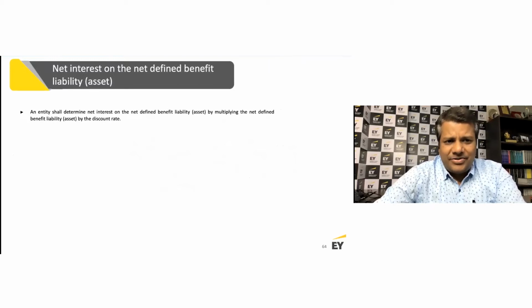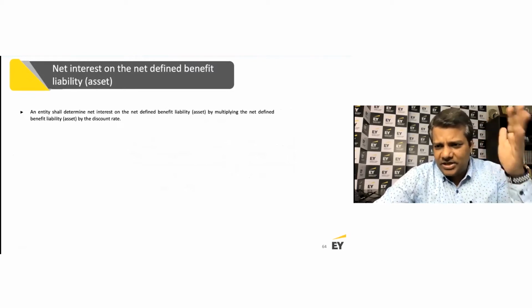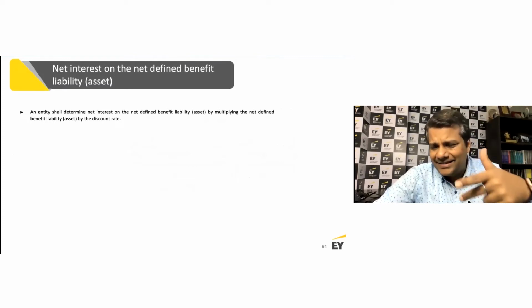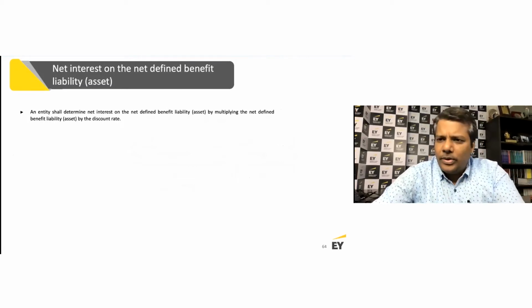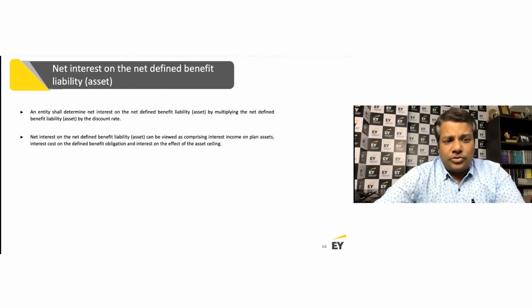How do you look at net interest on the net defined benefit liability or asset? If you just reflect, we had the projected benefit obligation, then we have the fair value of the plan assets. The net difference between the two, in a way, is your net interest, and on that is where you end up doing the unwinding. An entity shall determine net interest on the net defined benefit liability by multiplying the net defined benefit liability by the discount rate, which is the example which we saw.